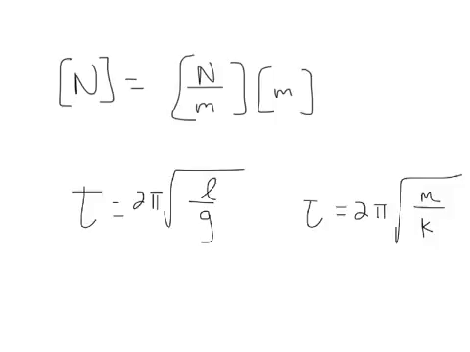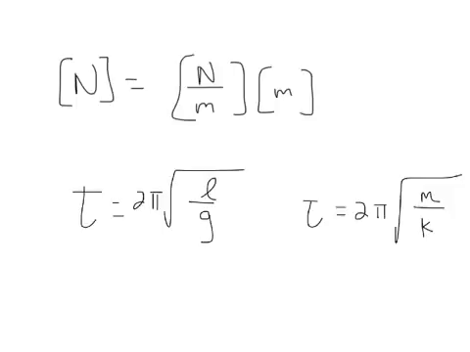What would happen if the length of the cord connected to the pendulum went up by a factor of, say, 9? If the length went up by a factor of 9, what would happen?